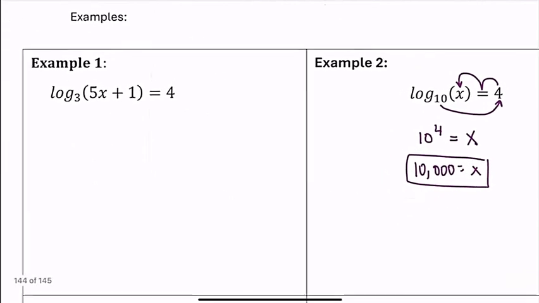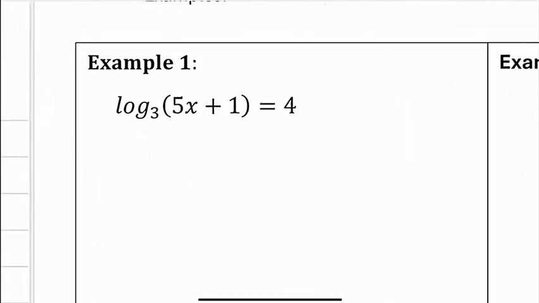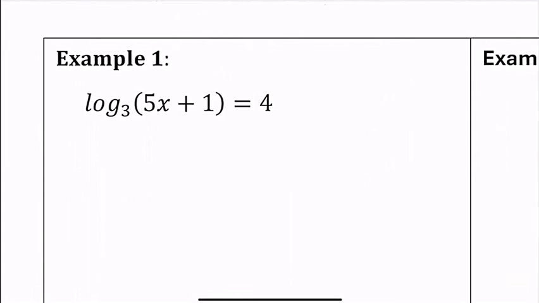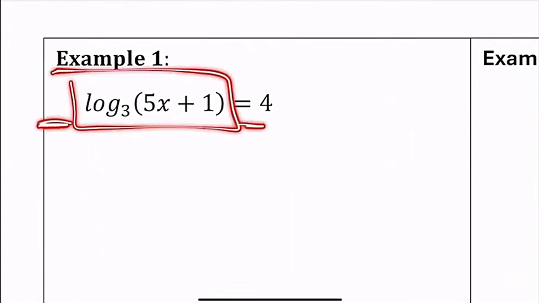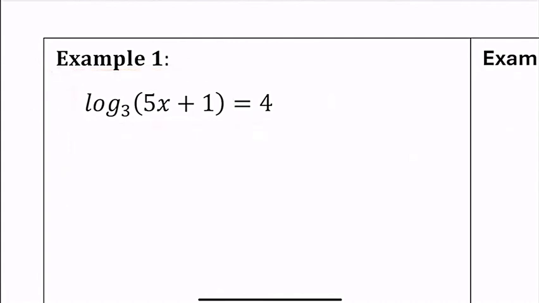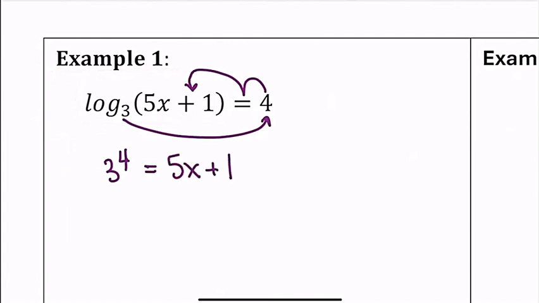Let's try one that has a little more pep in its step. We're looking at number 1 now. We want to isolate the log. Here's the log. There's nothing in front of it or behind it, so it is already by itself. So we're just going to convert back to exponential form. Take our base, raise it to this power, and that's going to be equal to the inside. So 3 to the power of 4 is going to be equal to the inside of 5x plus 1. And then we're just going to solve it like a normal equation. We'll simplify this exponent first. 3 to the power of 4 is 81.